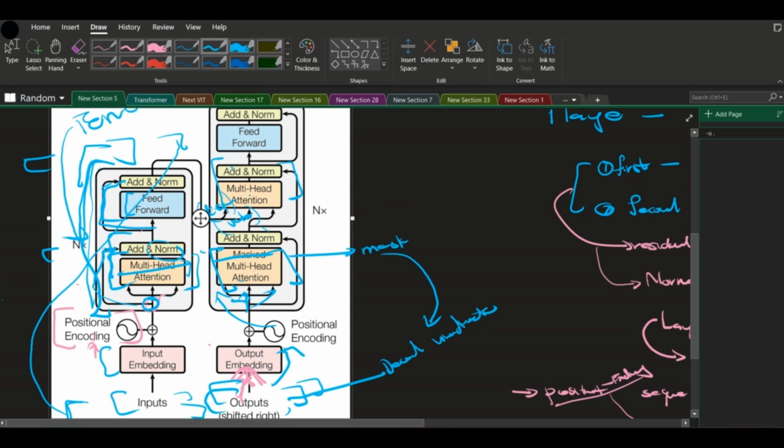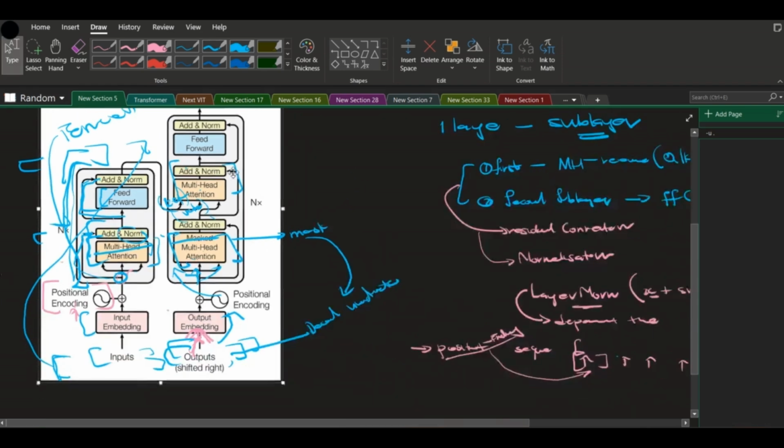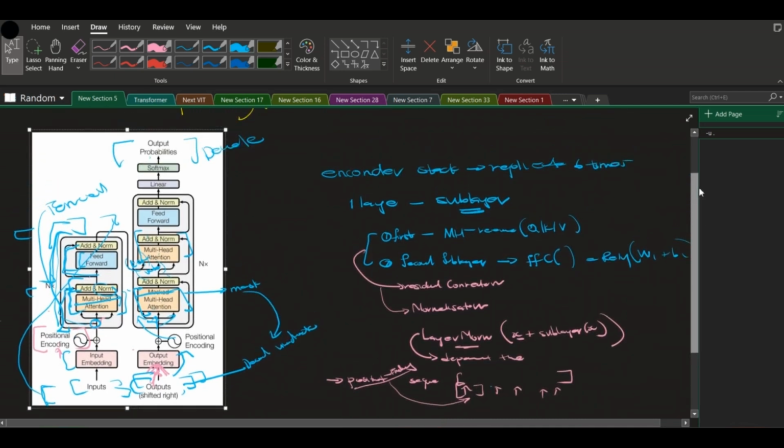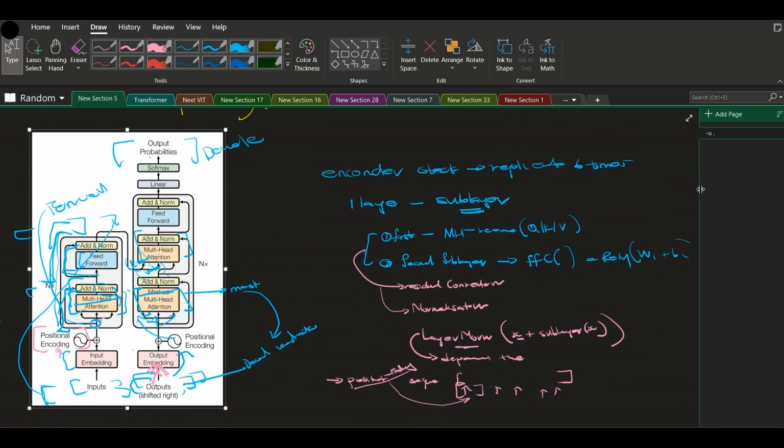I hope that gives you a high-level overview, and like I said, we're still going to get into more detail on each and everything. So now let's go to the code and try to code this. We're going to keep coming back and show you where we are. Let's go.